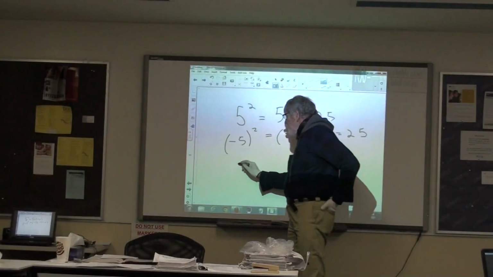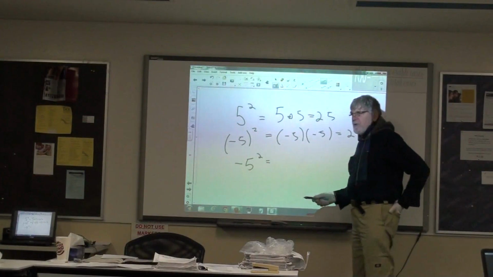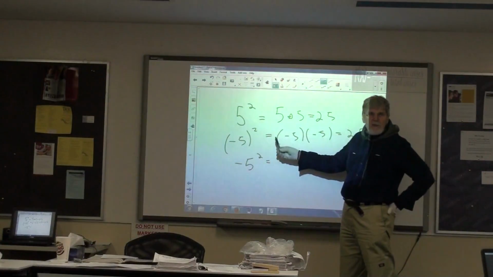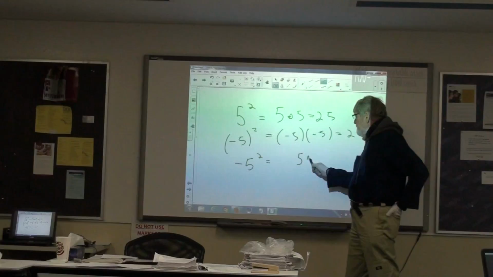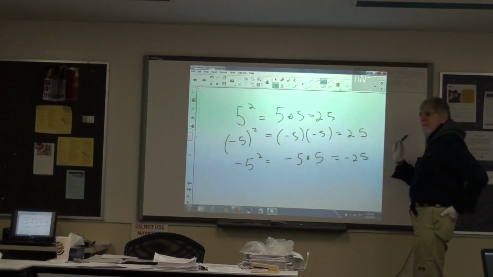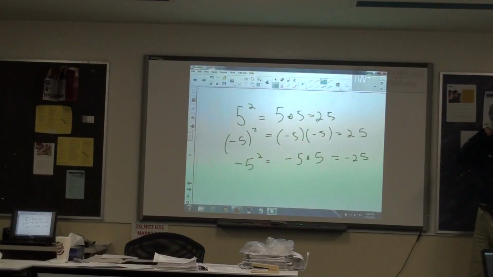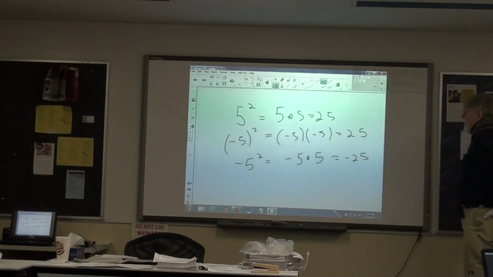Now, the trap. What's this equal to? The exponent applies to what is immediately to the left of it. What is immediately to the left of it? A 5. And the minus sign is along for the ride. Now these are spelled out for you also on the same page 13, where he gives that example.